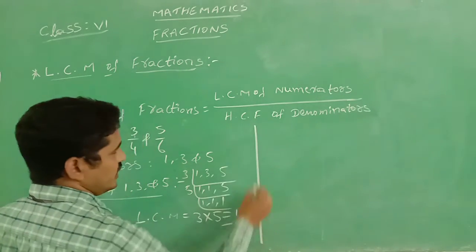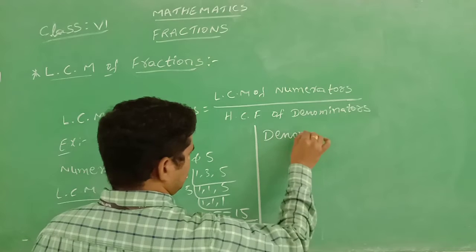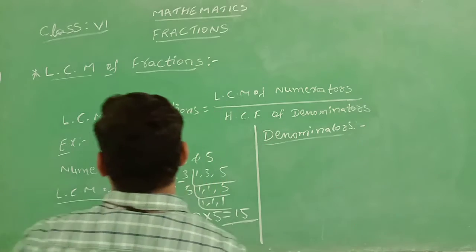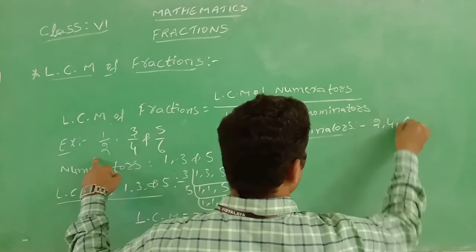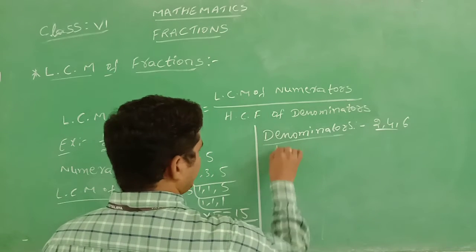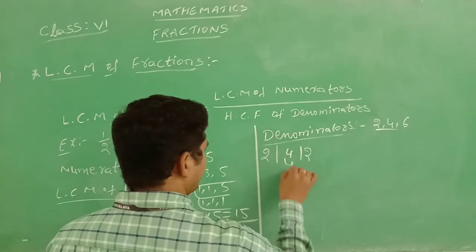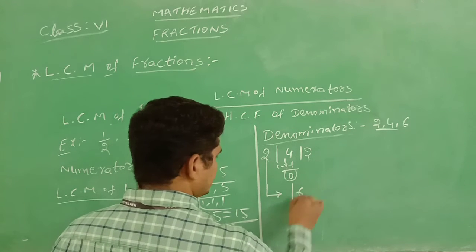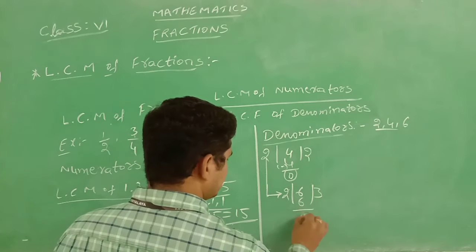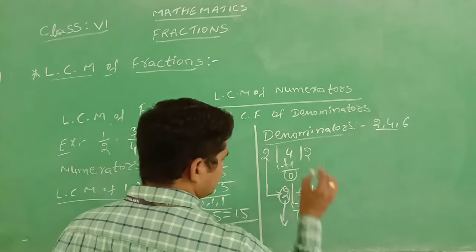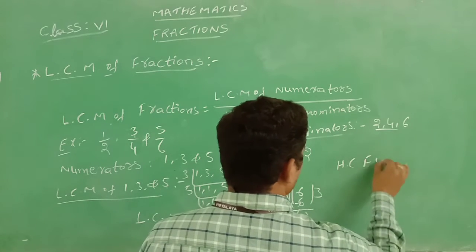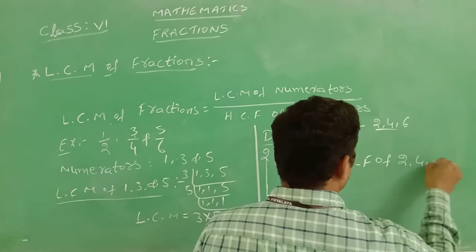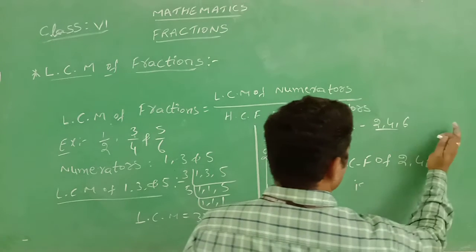Next we need to find the HCF of the denominators. The denominators are 2, 4, 6. First, dividing 4 by 2, 2 2s are 4, remainder 0. Then with this 2, we do the same with 6. 2 3s are 6, 0 is the remainder. Therefore, the HCF of 2, 4 and 6 is 2.